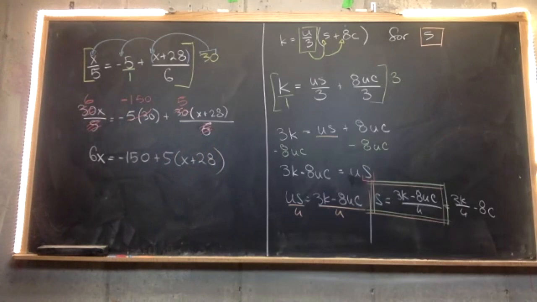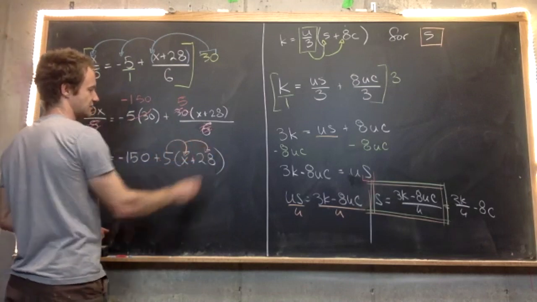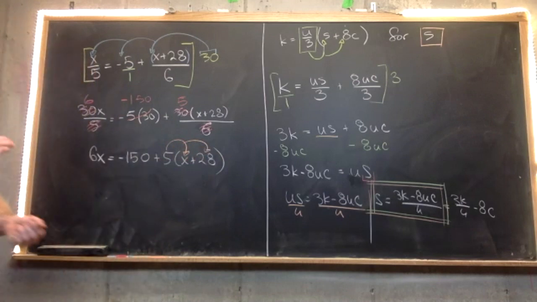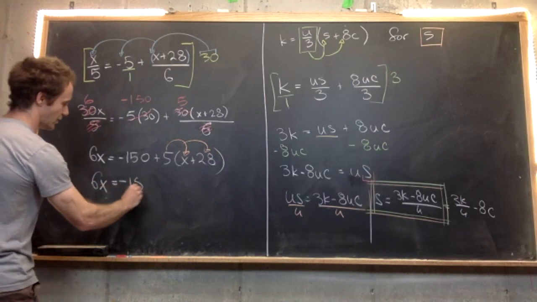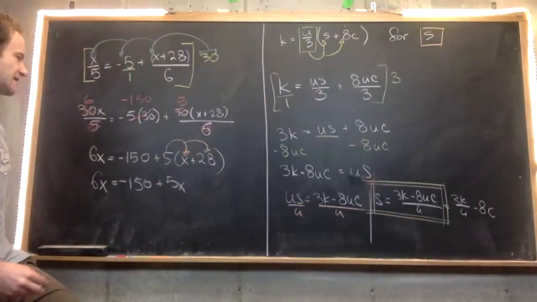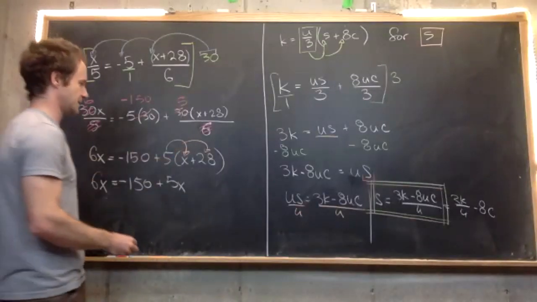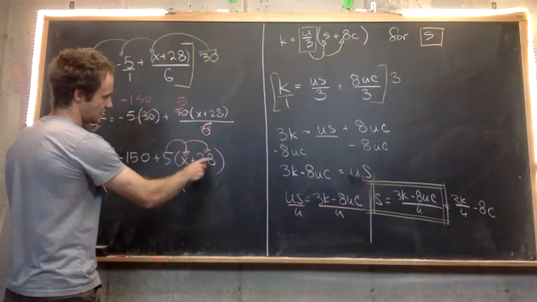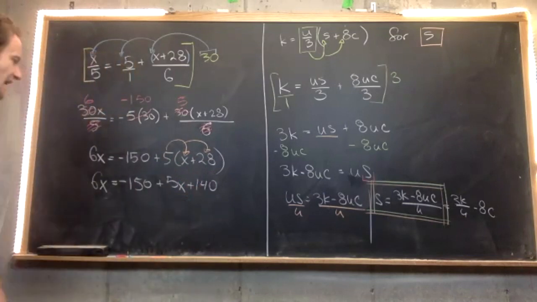Good. Then next, well, we've got to distribute this 5 onto both of these terms. So onto the x term and onto the 28 term. So let's see what that gives us. So we're going to have 6x remains on the left, negative 150 plus 5x. And then let's see, 5 times 28, so that's going to be 140. Yeah, because 5 times 20 is 100 plus 5 times 8, so yeah, that's 140. So we get something like that.